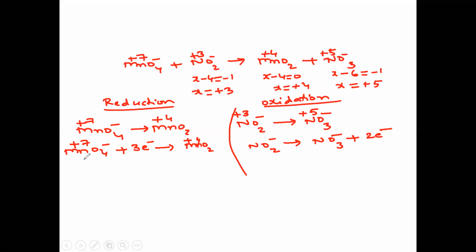Now adding water molecules. MnO4 minus: here 4 oxygens and here 2. So we have to add 2 water molecules here. So MnO4 minus plus 3 electrons gives rise to MnO2 plus 2 water molecules. And on the other side, an equal number of OH minus ions. So 4, since 4 hydrogens, so 4 OH minus. I'm writing it clearly again.